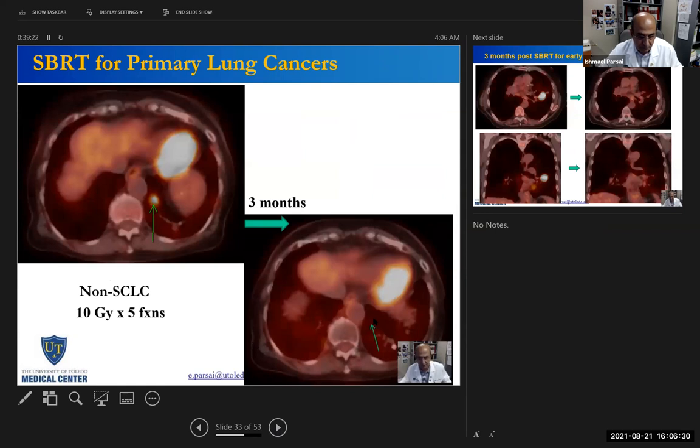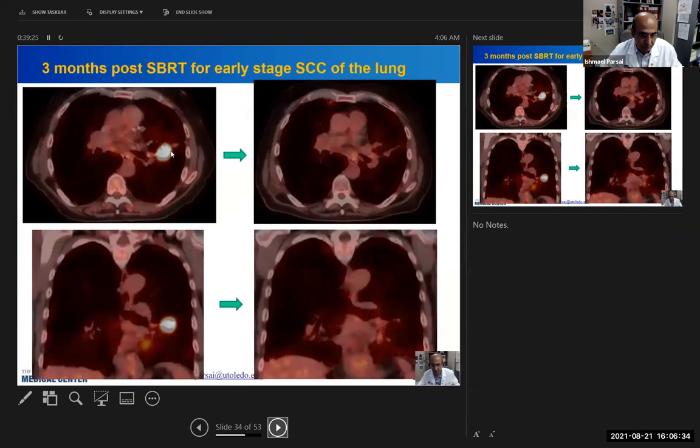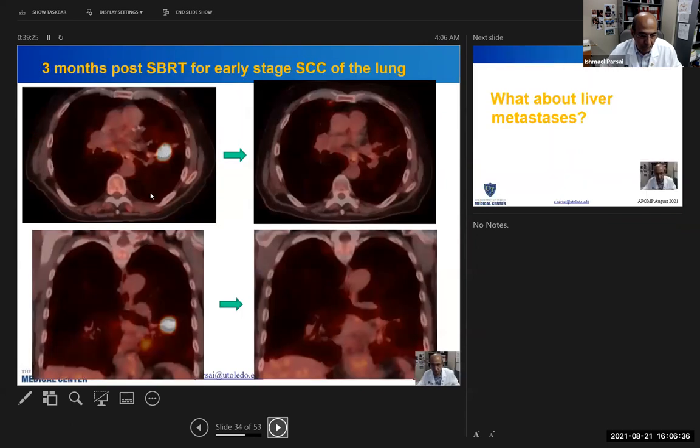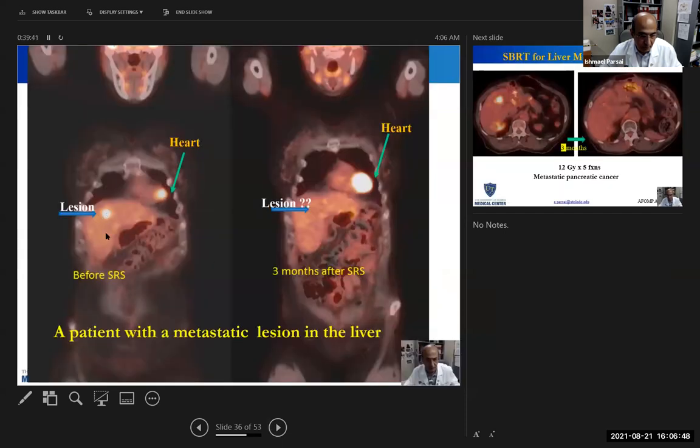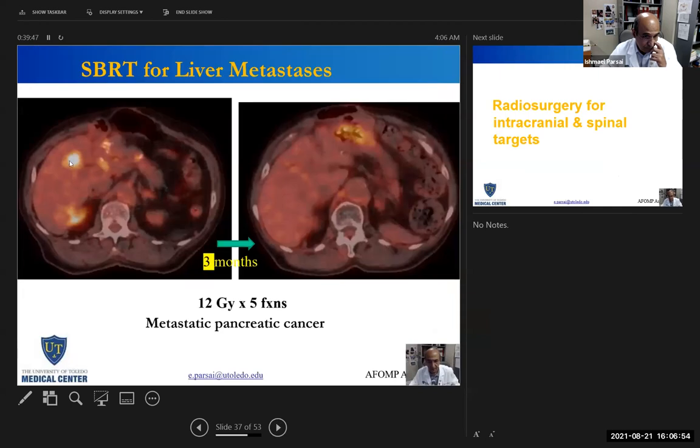You see, tumor's gone. I'm just showing you this to let you know that this technology, this technique, works. Look at the tumor here, gone 3 months later. What about liver? All of this tumor, this is heart, of course, this is the lesion, gone. It's a metastatic lesion in the liver. 3 months, 12 gray times 5 fractions. I mean, look at this liver lesion, gone.